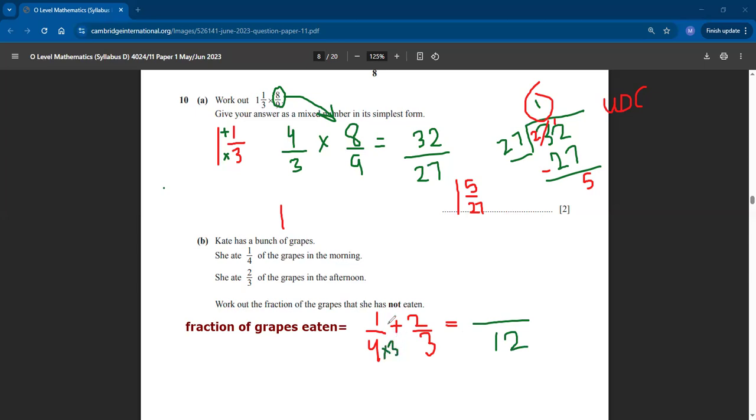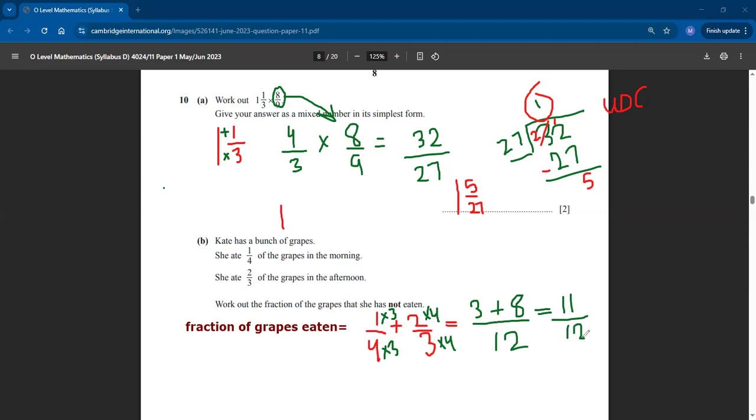Then what do we do to the 4 to get to 12? We multiply this by 3. So we do the same thing to the numerator as well. 3 multiplied by 1 is 3. Now, what do we do to the 3 to get to 12? We multiply this by 4. And we do the same thing to the numerator as well. So 2 into 4 is 8. The operation between them is a plus. What's 8 plus 3? That's 11. The answer is going to be 11 over 12. 11 over 12 is the fraction of grapes that are eaten.